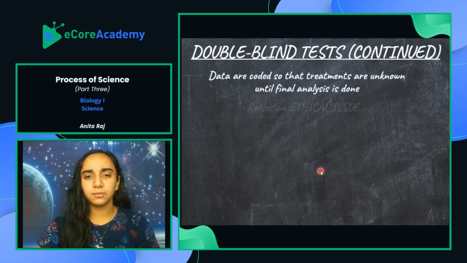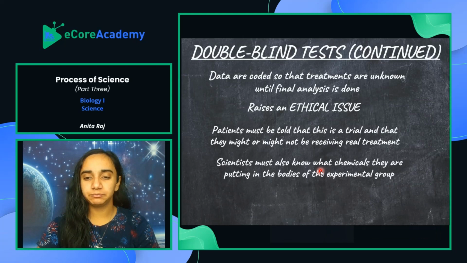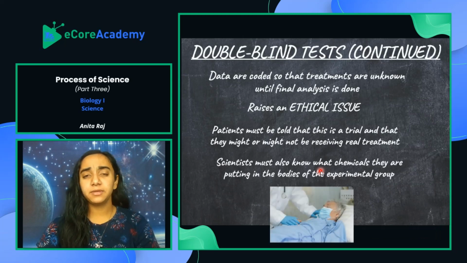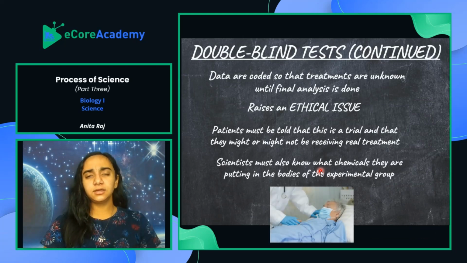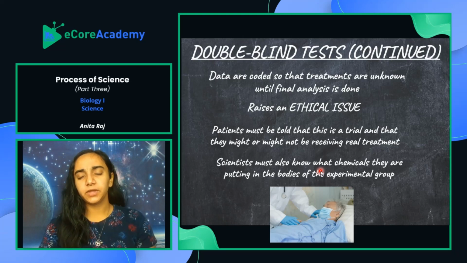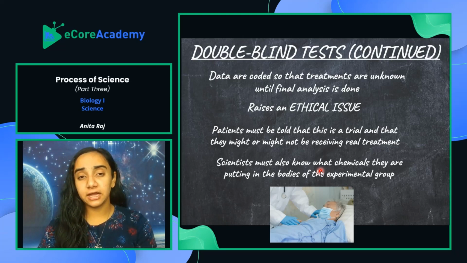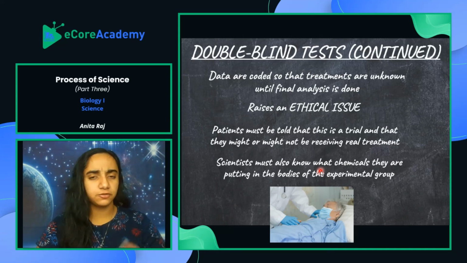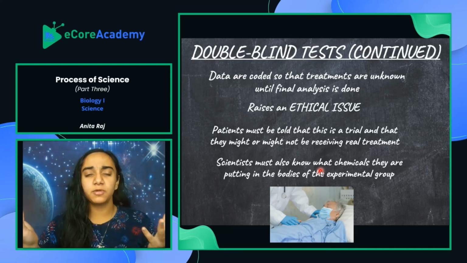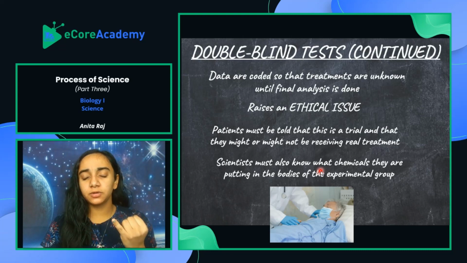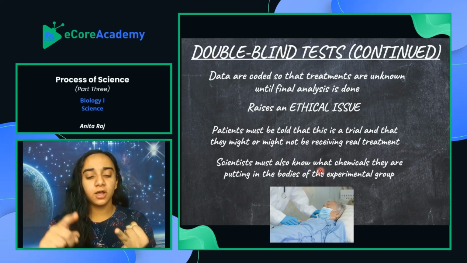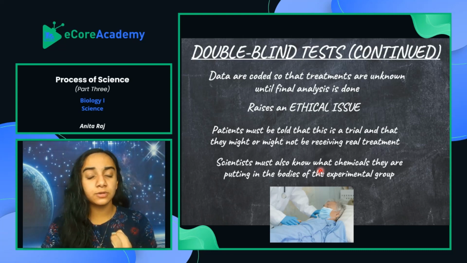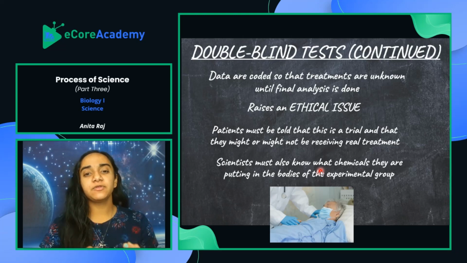So let's continue the double-blind test. Now you might be thinking, since the control group is given a sugar pill and the experimental group is given the actual medication, how do we actually determine if the medicine was effective if we don't know who got what and no one has any clue? The doctor doesn't know who has which pill, the person who handed out the pills doesn't know who has which pill, and the patients themselves don't know who has which pill. So how do we figure that out?